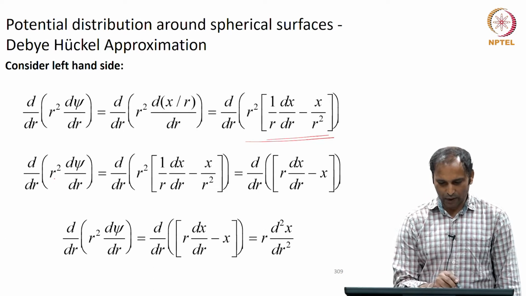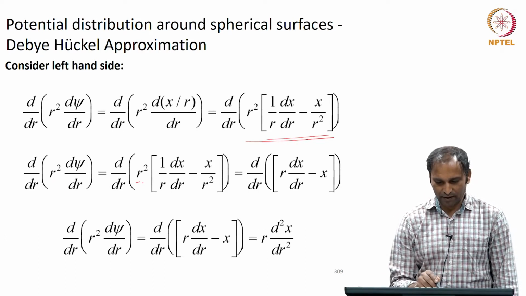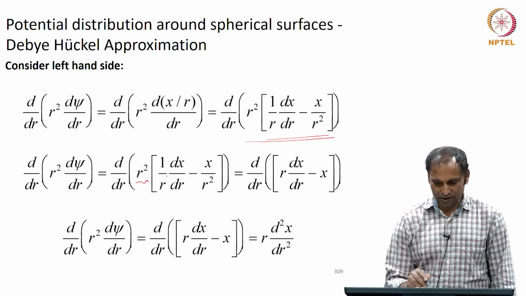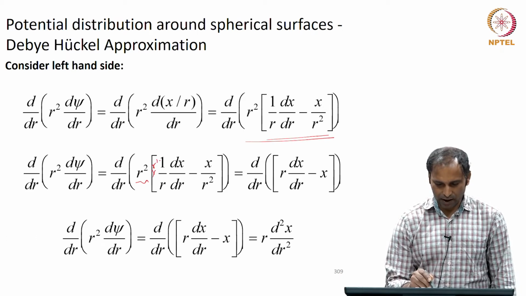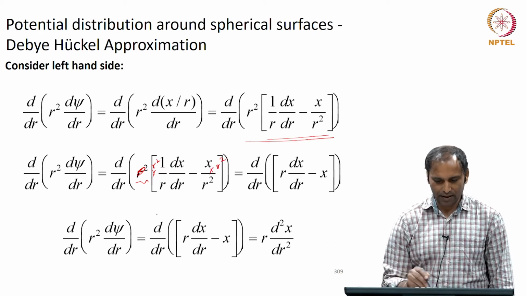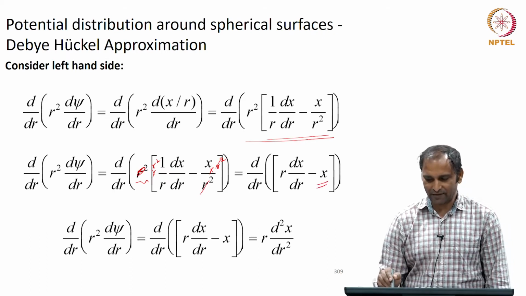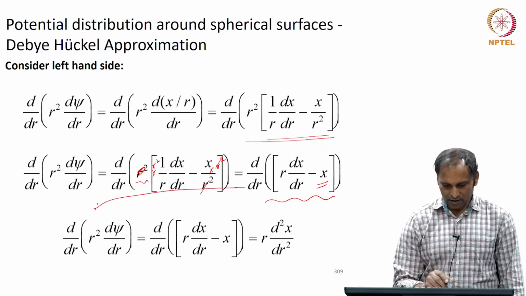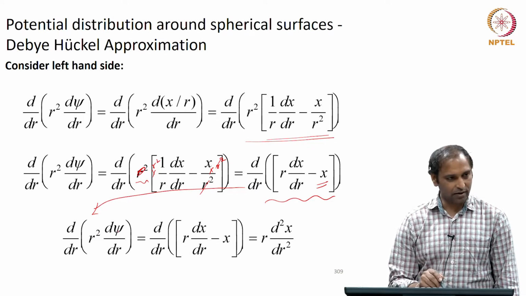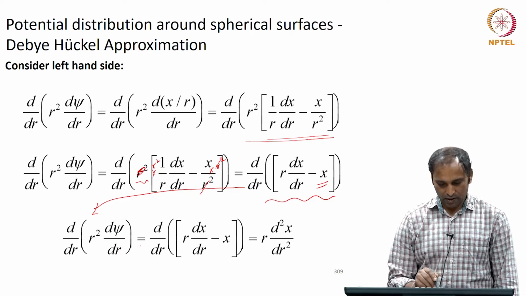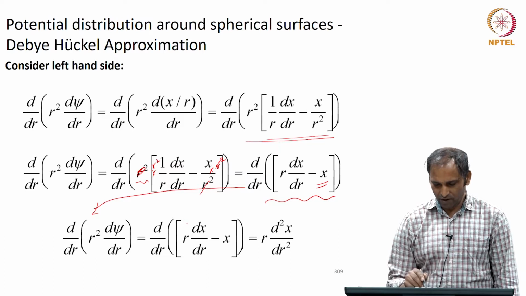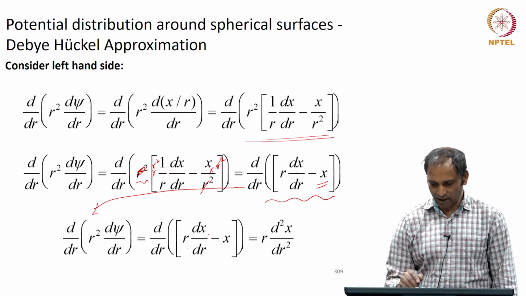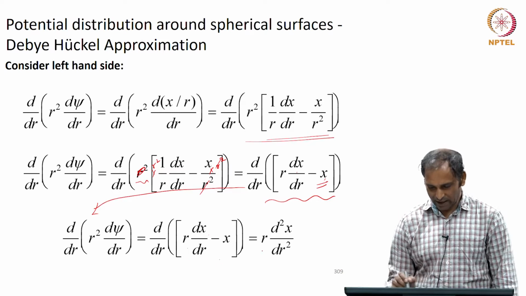Now, because I have r square, I can take the r square inside. Therefore, this is multiplied by r square, and this r square gets cancelled. So I have x here, and this becomes r into dx by dr. Just a simple manipulation. Therefore, d by dr of r square d psi by dr essentially is d by dr of r times dx by dr minus x. I can further expand this.